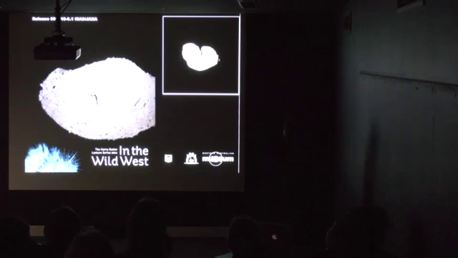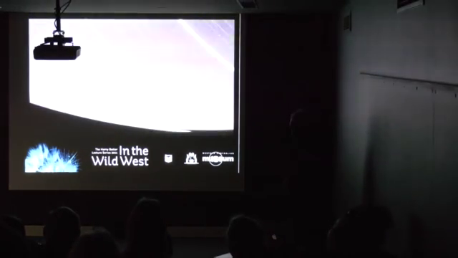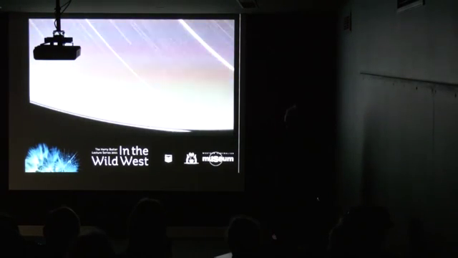Now, we have a camera network in Western Australia, and I'll say a bit about that in a minute. And we actually recorded the re-entry of the spacecraft, which was dropped into Central Australia, and here you can see it, caught on one of our cameras, back in June last year.